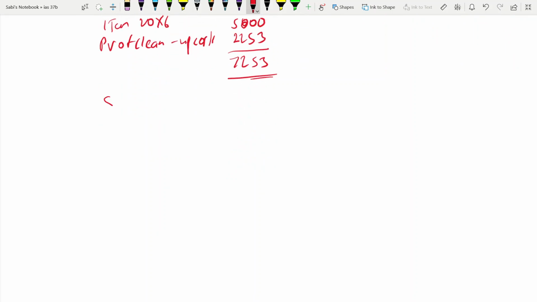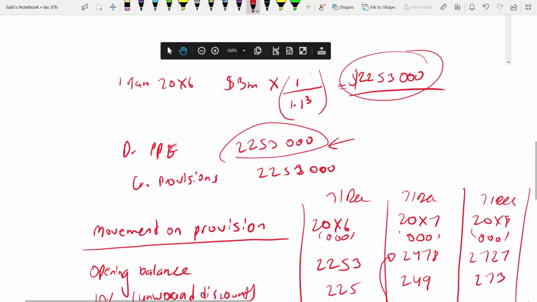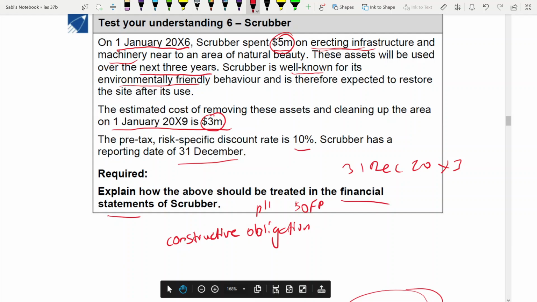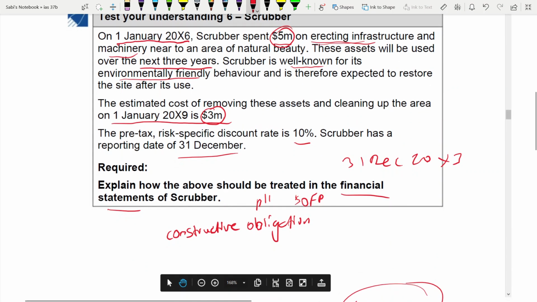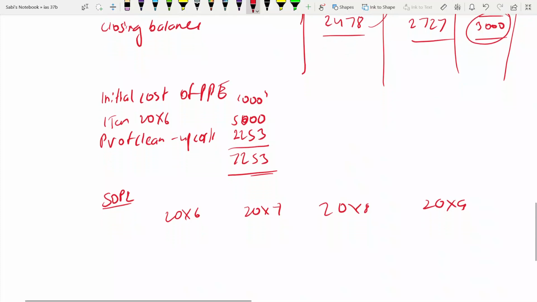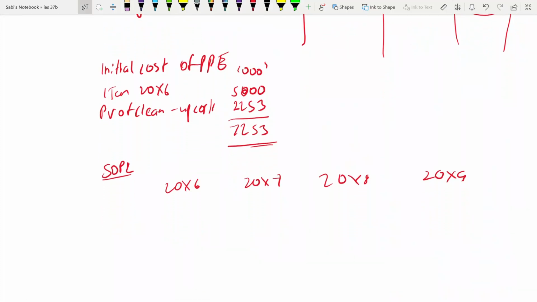Now, statement of profit or loss. So here, 2006, 2007, 2008, 2009. Because they have shown till 2009, right? So the cost.